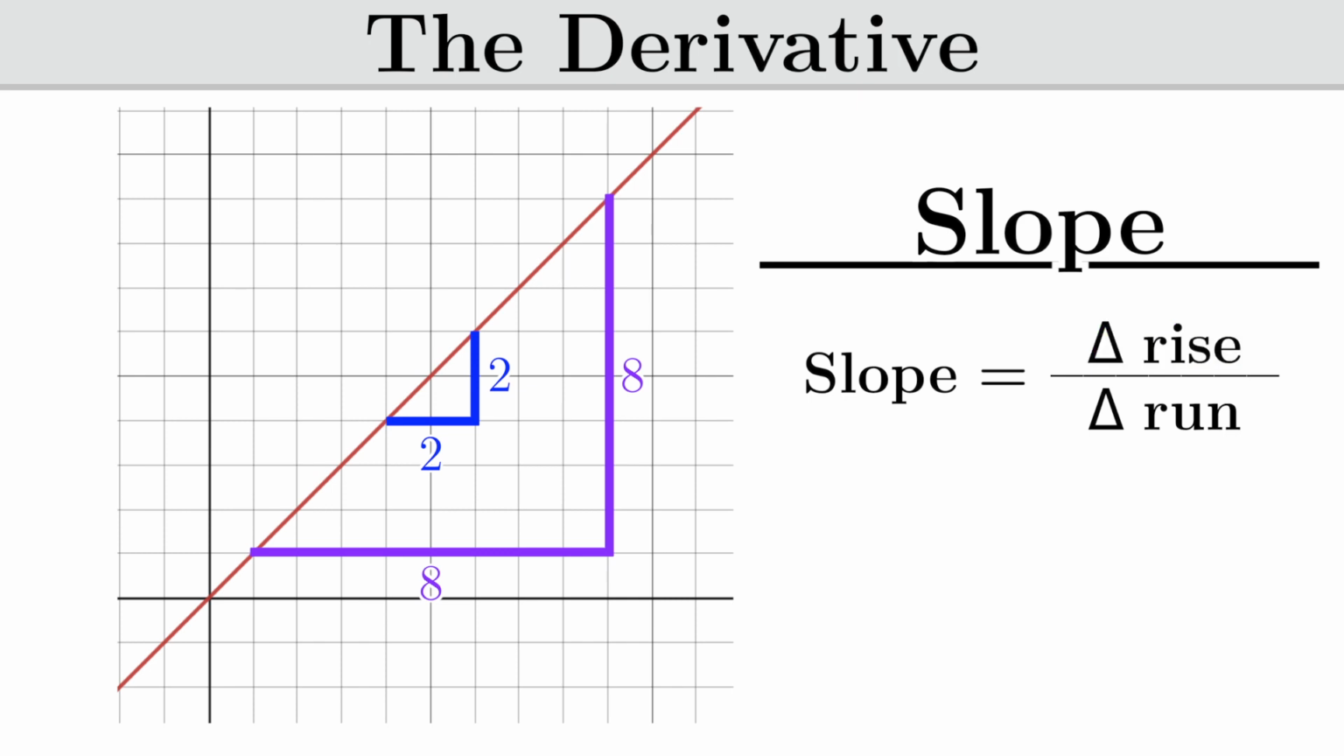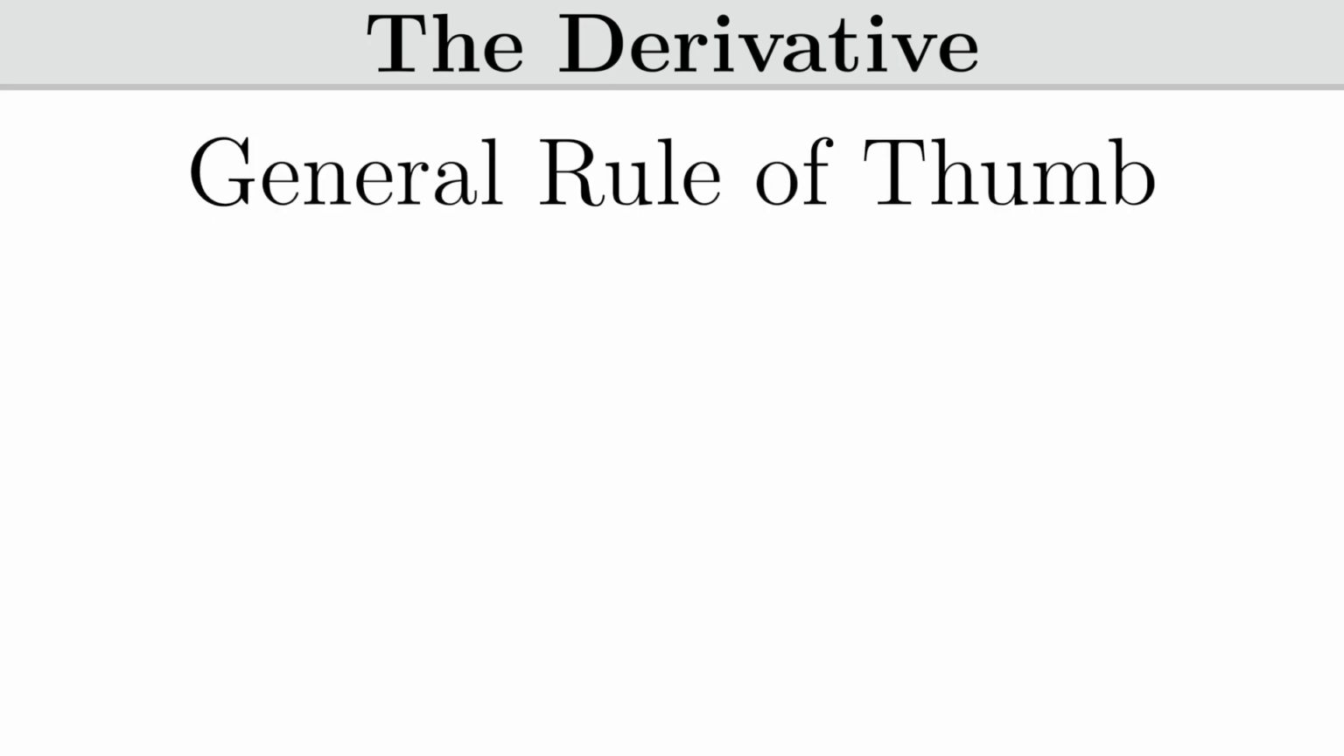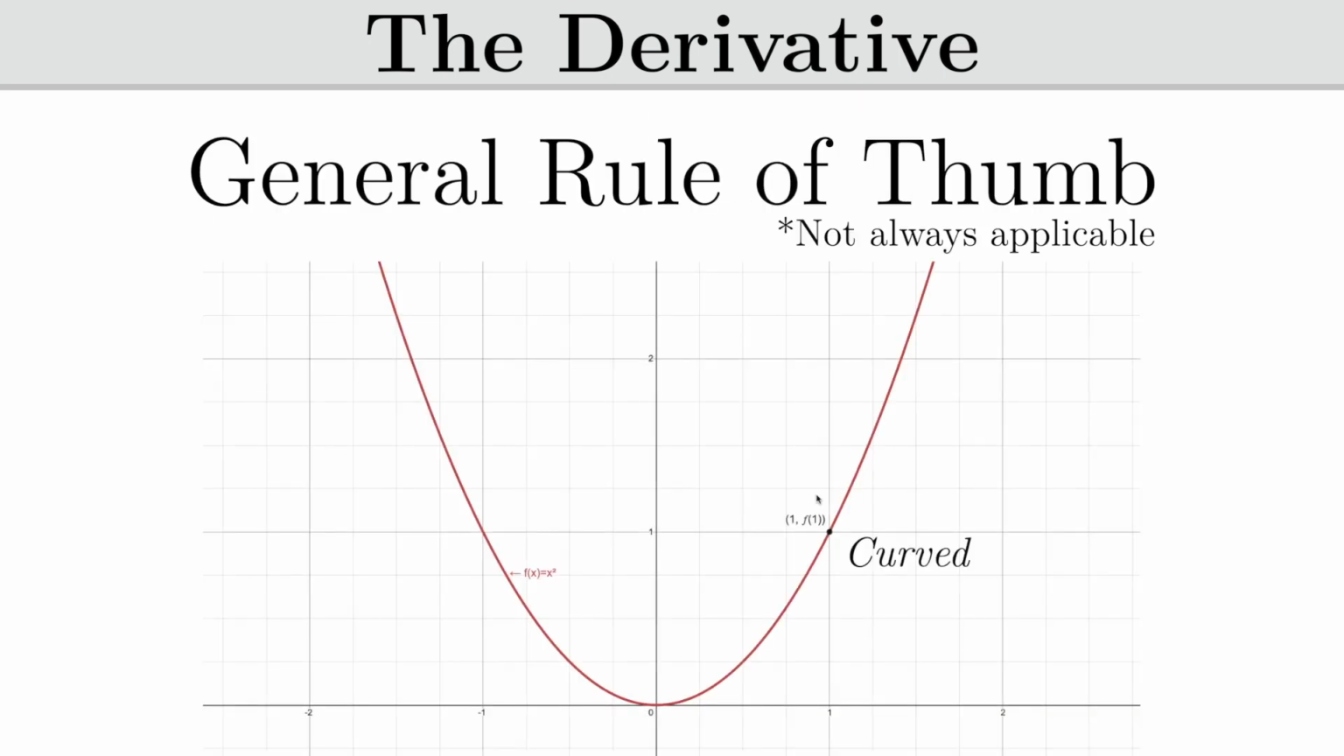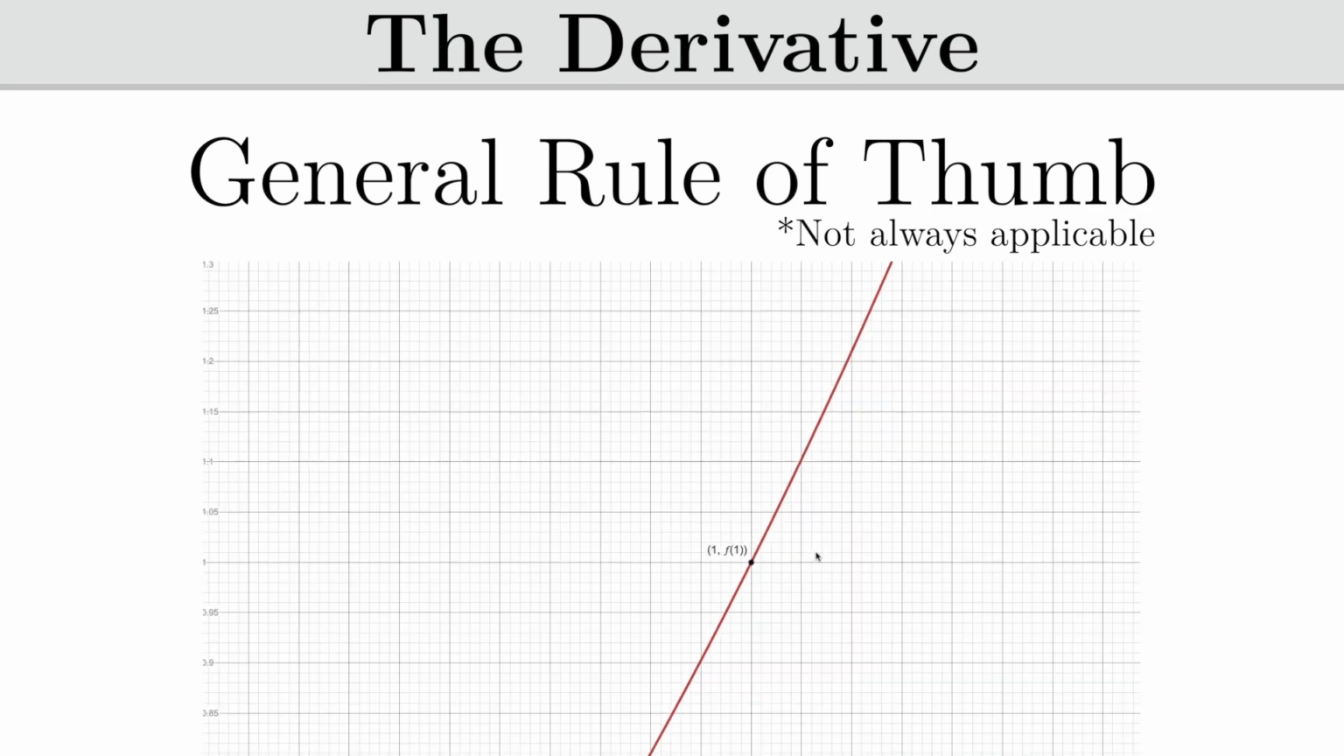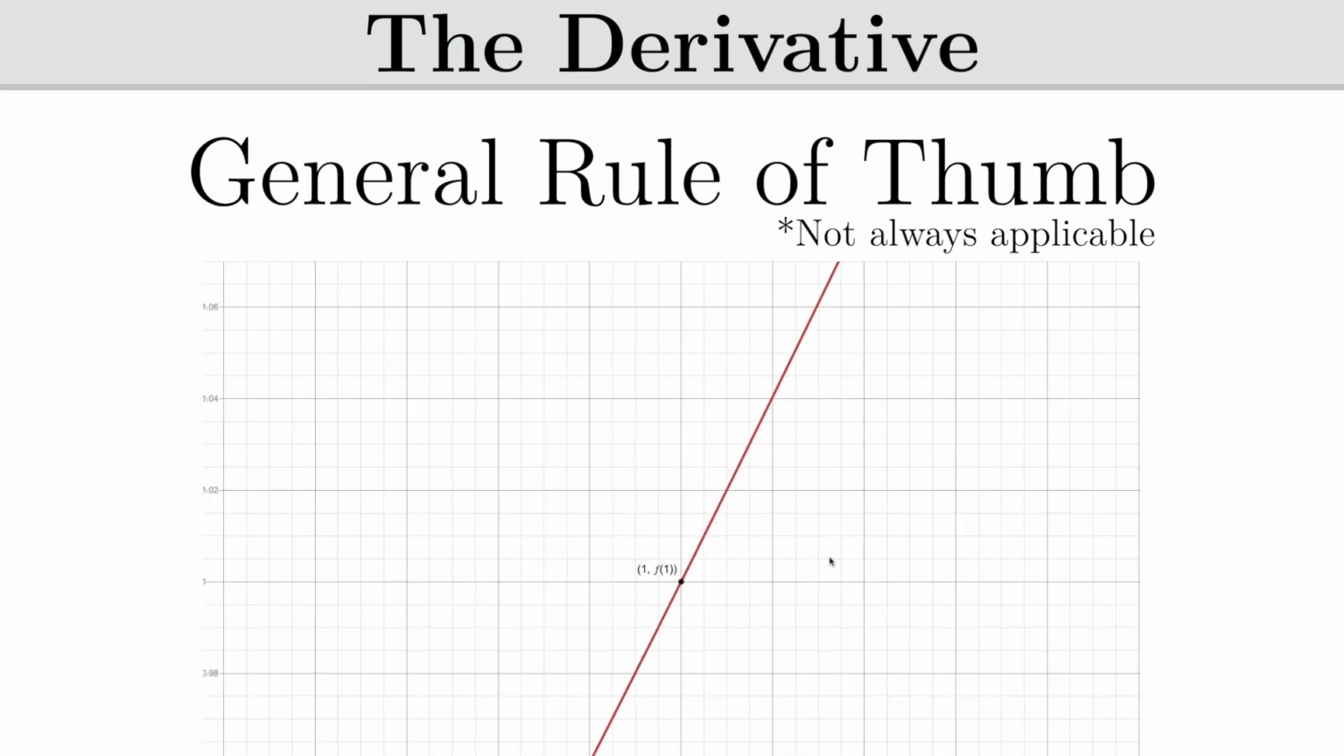It doesn't matter, because no matter which change in rise or change in run values we choose, the slope will always be 1. This is obvious because the graph is linear. As you know, not every graph is linear. However, as a general rule of thumb, which is not always applicable, a graph will appear linear if you zoom in infinitely far enough. This is the building block of the derivative.